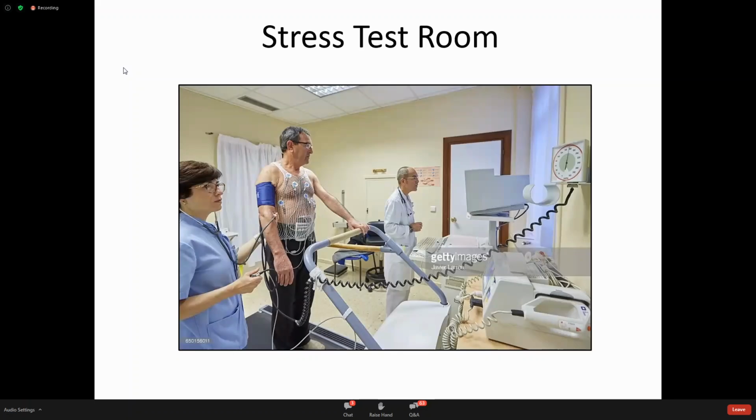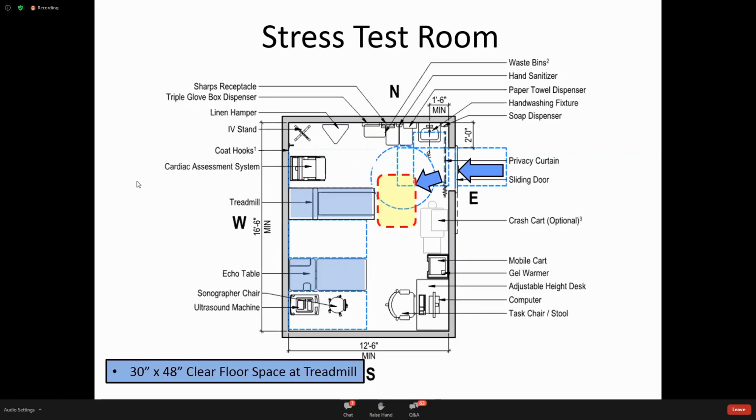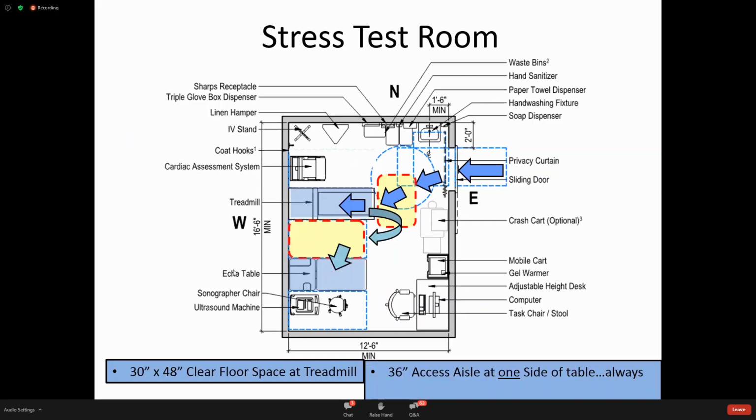Now the stress test room is another different kind of thing. So in this case, you come in the room. So then where you get on and off of the treadmill, this is not a lounge table. This is not an exam table. This is not a gurney. So you do not have to provide a 36-inch aisle on both sides, and it doesn't make sense to provide it on both sides. For the patient is going to get on and off at the foot of the treadmill. So that's where we believe, that's where you put your clear floor space. So then the patient goes on the treadmill, does their thing, then very quickly they come off of the treadmill and onto the echo table.